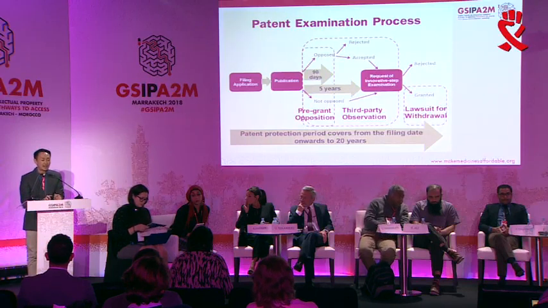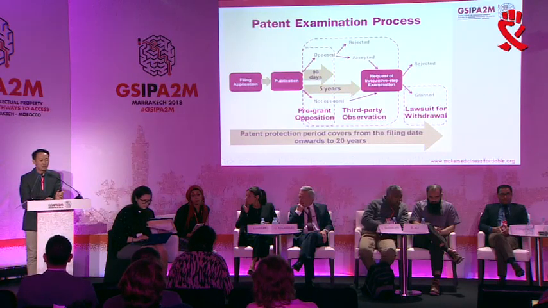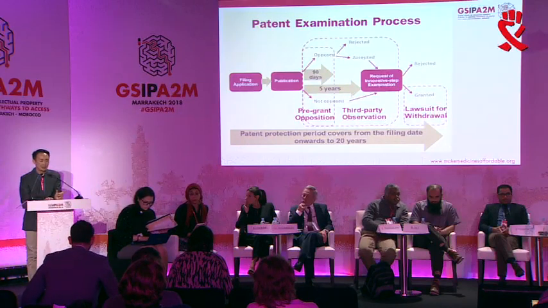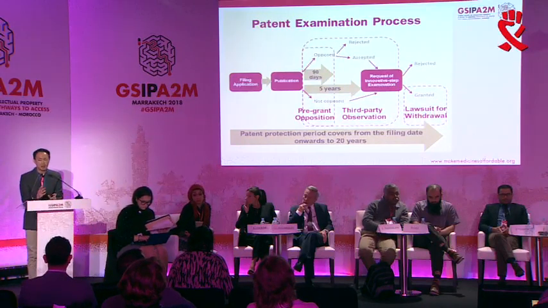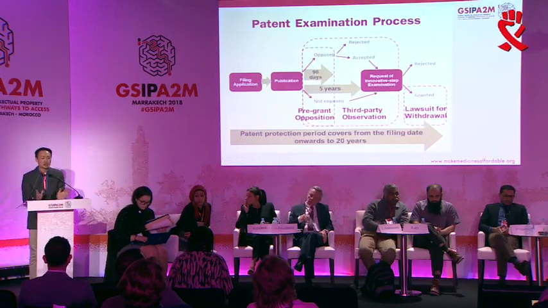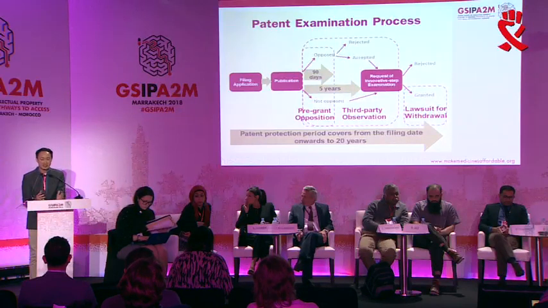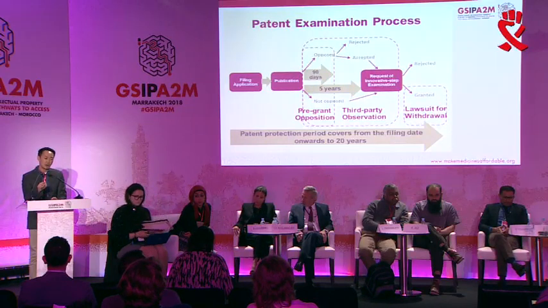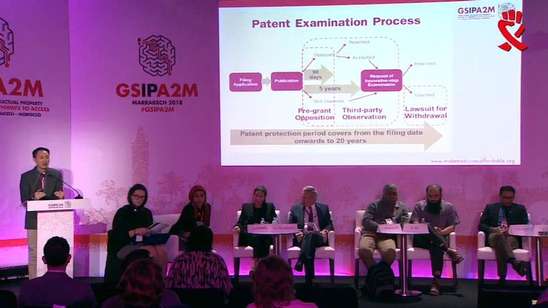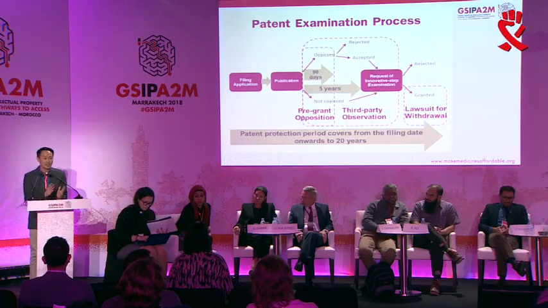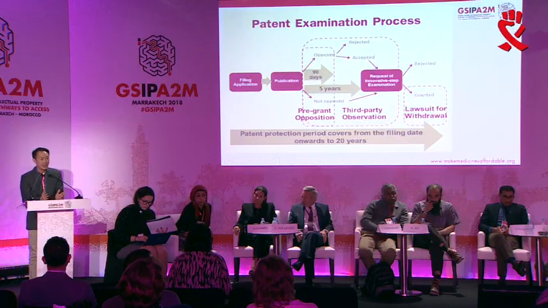We found that the first one is that we have no time limit from the filing date until the publication. Sometimes it takes 5 years, 6 years, but the protection starts already on the filing date. The second weak point of our law is that there is a very limited time to file the pre-grant opposition, just up to 90 days after the publication.